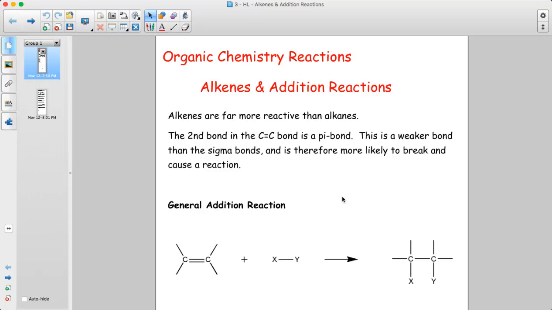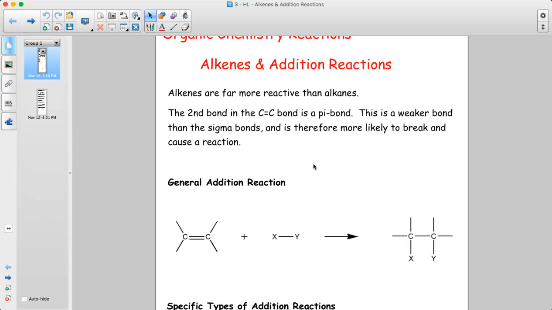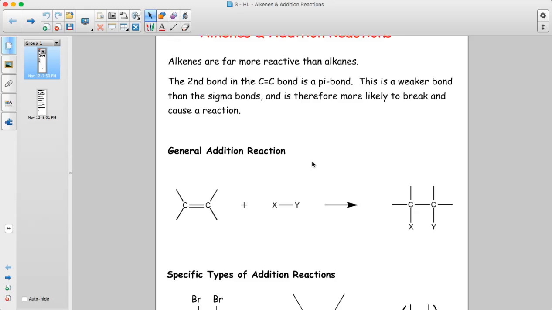Okay, second in the series of organic chemistry reactions to know are the addition reactions of alkenes. So first off, alkenes are more reactive than alkanes. The reasoning being that the second bond in the C to C double bond is a pi bond, and that's a weaker bond than the original sigma bond that is between the carbon atoms. So the pi bond is more reactive. Or if you're not an HL, the second bond is not as strong as the first bond, and it leads to alkenes being far more reactive than alkanes.